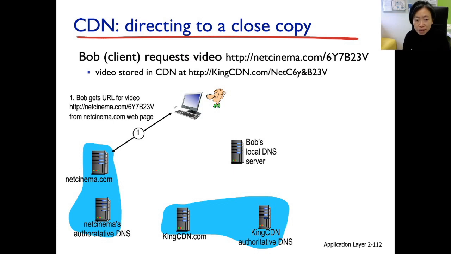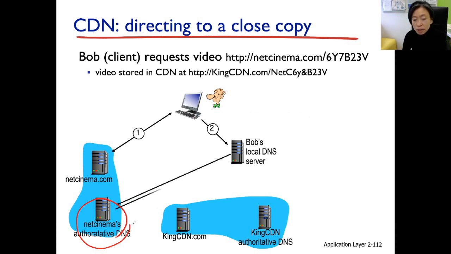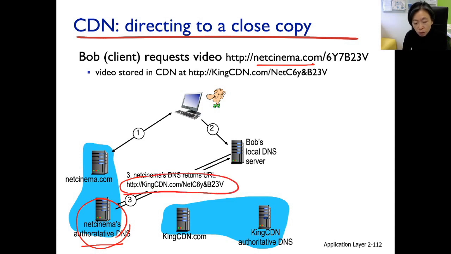But what happens here is, Bob's browser actually sees this as the host to contact. So first thing first, ask the local DNS server for the IP address of this host. So resolve this. Bob's DNS server will check cache. If not a hit, go to the TLD server. The TLD server will share what is netcinema.com's authoritative DNS server. And so Bob can direct the query to the authoritative DNS server for the IP addresses of netcinema.com. But what's really curious here is that the authoritative DNS server of netcinema.com, instead of returning an IP address, returns the redirected path.